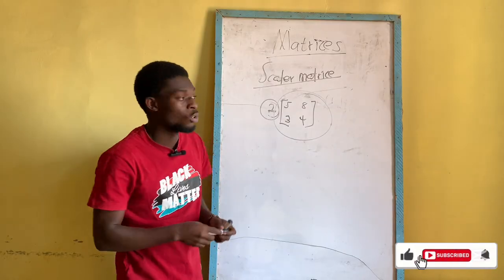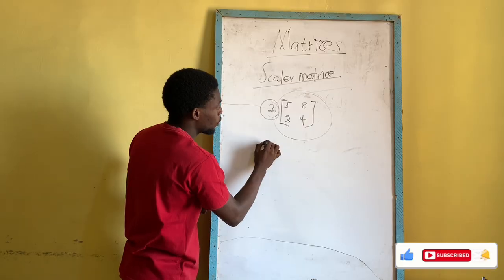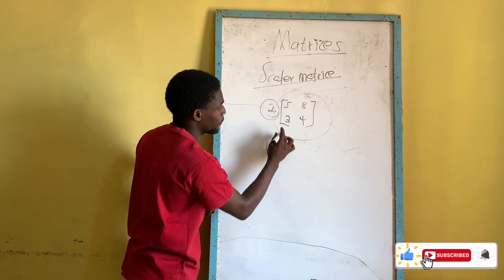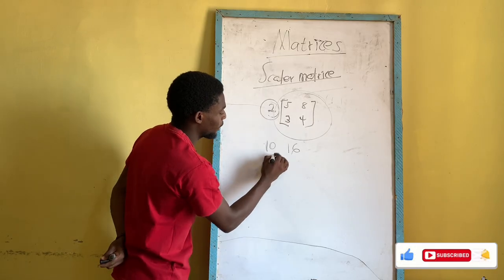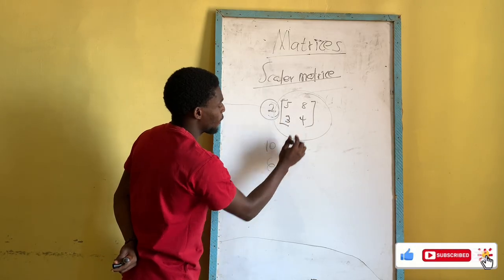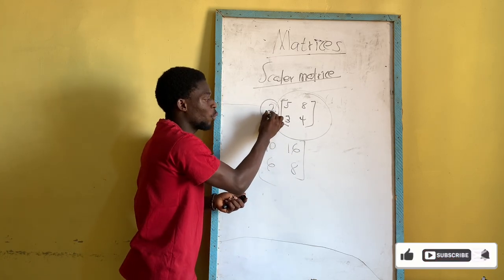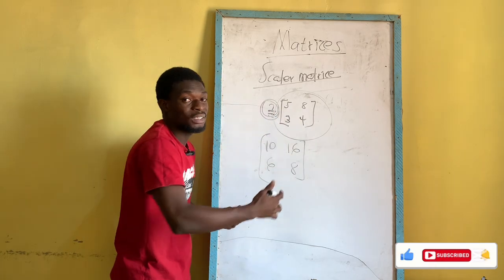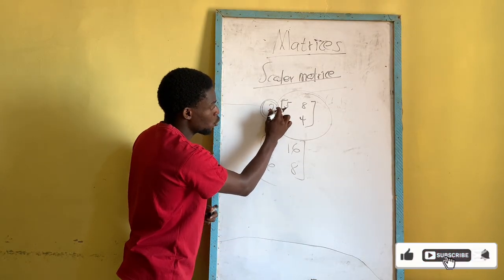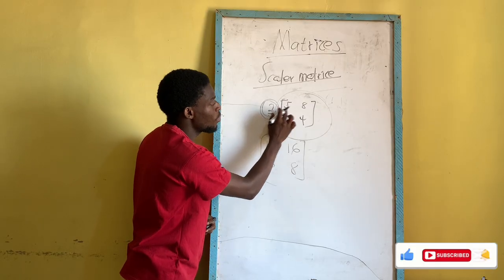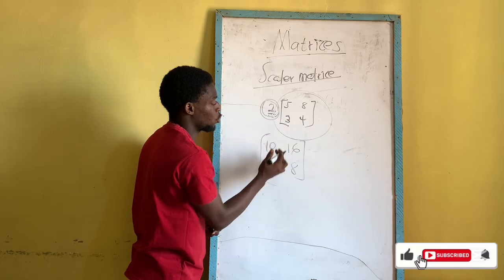Multiplying this 2 by this whole matrix is called scalar multiplication. If you multiply 2 by this particular matrix, we get 2 multiplied by 5 gives us 10. 2 times 8 gives us 16. 2 by 3 gives us 6. 2 by 4 gives us 8. So the process where we multiply the scalar, which is the outside number, by the matrix is termed scalar multiplication. So 2 by 5, we have 10. 2 by 8, we have 16. 2 by 3, we have 6.